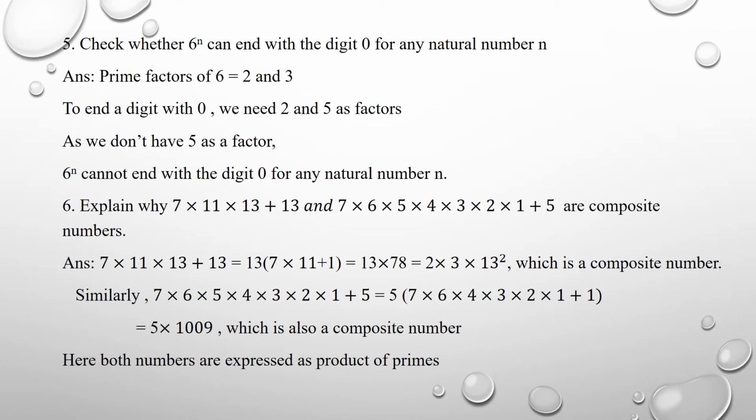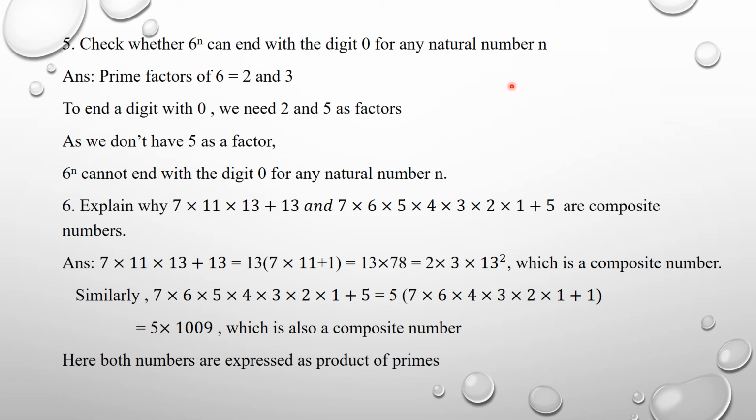Question number 5. Check whether 6 raised to n can end with a digit 0 for any natural number n. Let us take some numbers which end with the digit 0, for example, 10, 20, 50 and so on. We can write 10 as 2 into 5. 20 can be written as 4 into 5, which is 2 square into 5. For 50, it is 5 into 5 into 2, which is 5 square into 2.